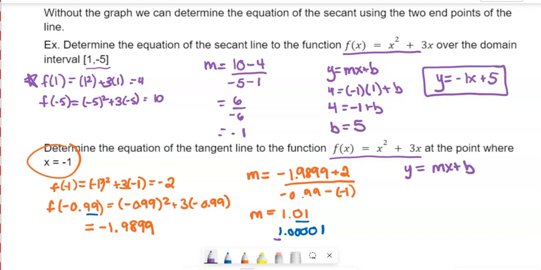I'm just going to plug in what I know. So I am definitely going to take this point because it is an actual point. There's no decimals involved with it. So my y value here was -2. The slope that I found was 1. The x value that I used to get that was -1. My b is my unknown. And so b must be 1. And then I write the equation of the tangent.